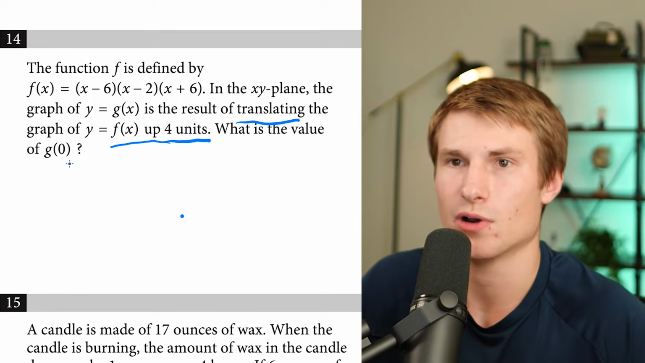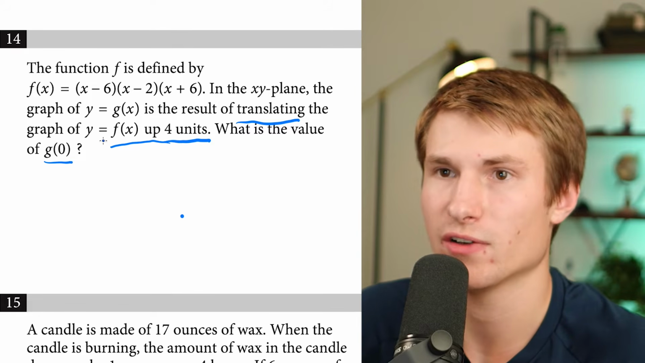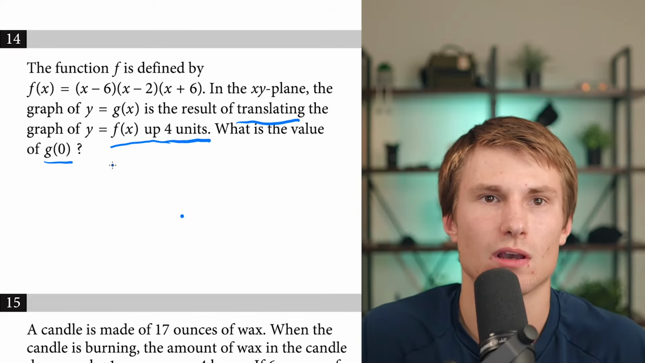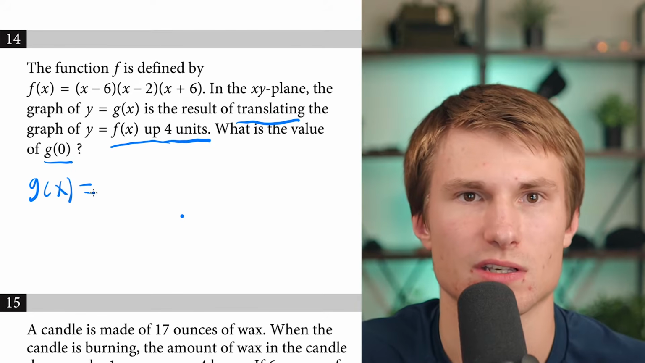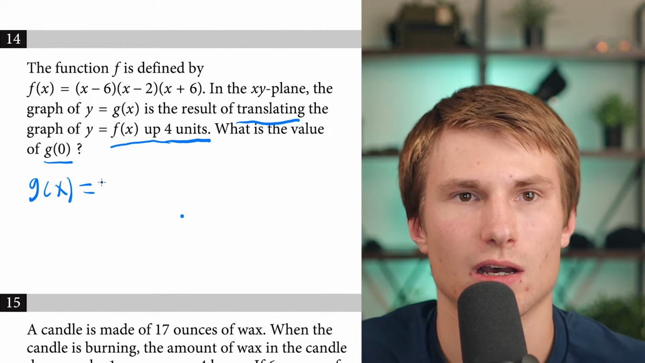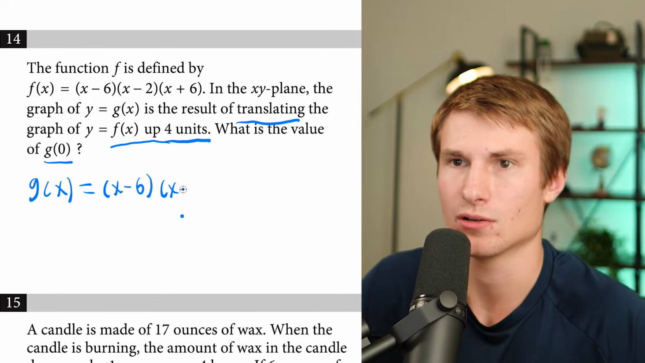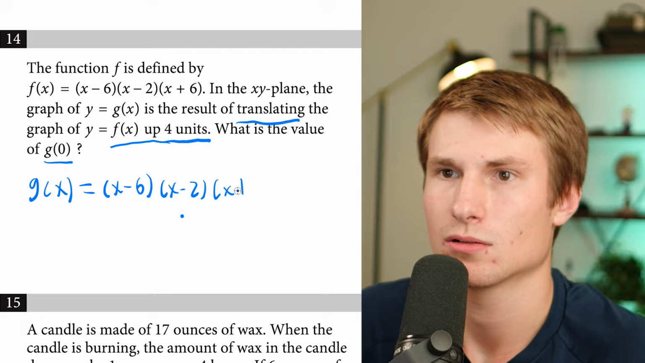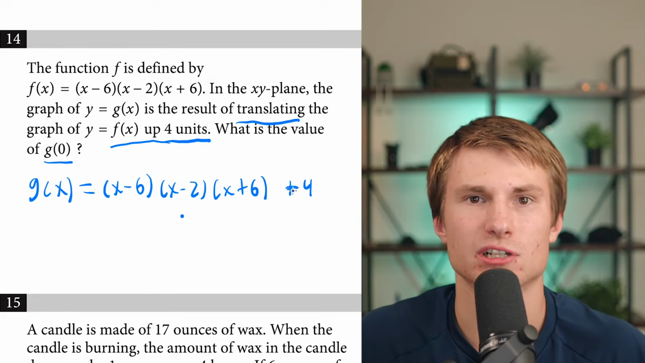What is the value of g of 0? So not f of 0, but g of 0. And keep in mind, g of x is f of x up 4 units. So if we were to write g of x, which I will do just to show you what this translation looks like, that's just going to equal f of x, which I'll put down here just for reference for you. And then we have to move it up by 4 units. All we're doing then is adding 4. So that's what g of x would look like.